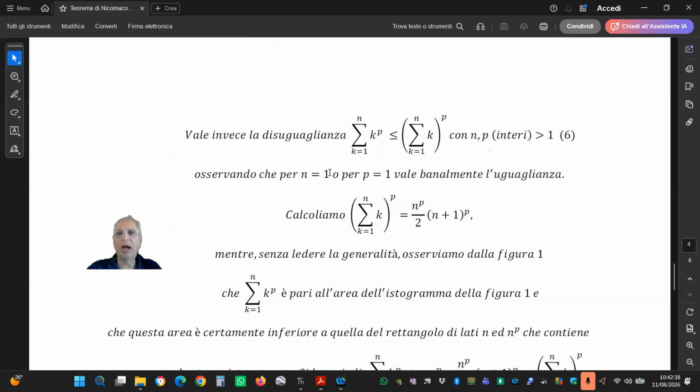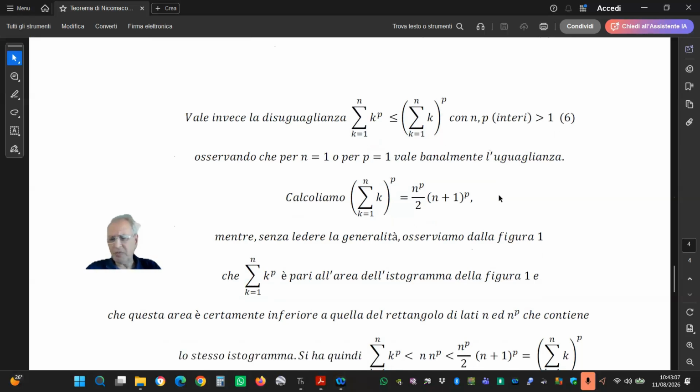So it holds if I am summing only one number, well, obviously 1, raised to p for any p greater than 1. It always equals 1, and the same goes for the sum raised to p. So n equals 1 is simple. p equals 1 is the same thing, because we calculate the same value on both the right and the left. So we have equality in these cases.